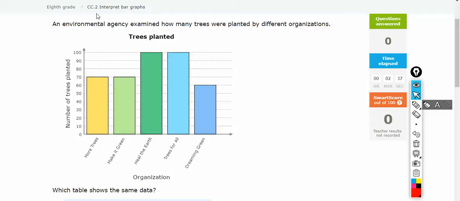Today we're doing 8th grade 8.CC.2, CC2, that is, interpret bar graphs. Put these in your notes. This is going to be your header for today. CC2, interpret bar graphs. Just kind of draw the graphs the best you can.